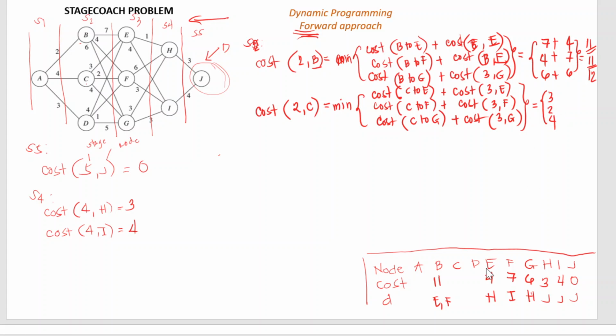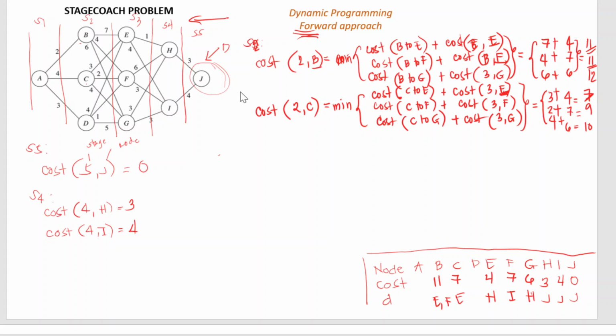And the values of EFG are 4, 7, 6, plus 4, 7, 6. Okay, so adding them up, that would be 7, 9, 10. Okay, the minimum is 7. That means C comes from E. Okay, so C is coming from E with a value of 7.